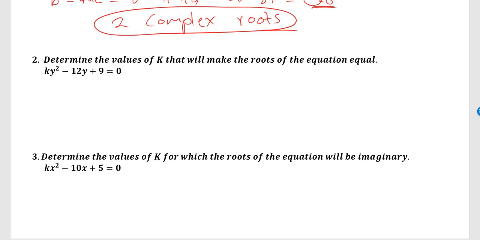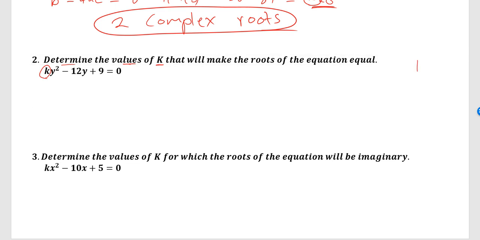Let's look at the second exercise. Determine the values of k that will make the roots of the equation equal. So ky squared minus 12y plus 9 equals 0. K here is a constant, right? But the trick is to determine what values of this constant will make the roots of the equation equal. Now, what does that mean? Well, that's essentially a tricky way to say, give the equation a single root, right? Because how else could the roots be equal?